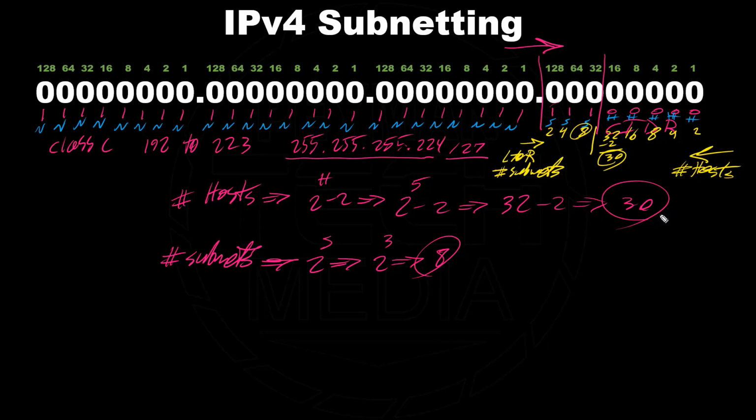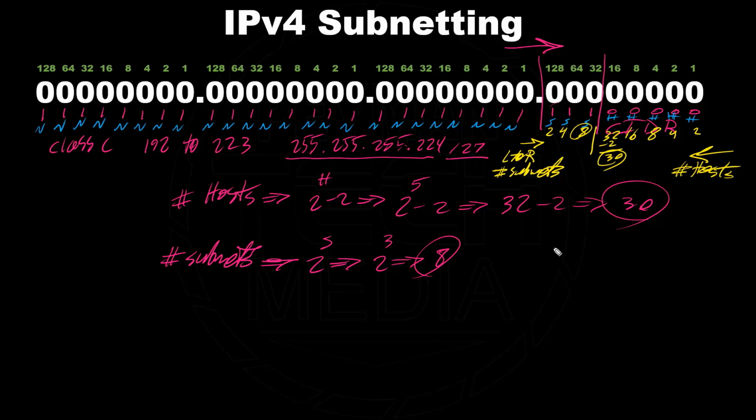This was an example of class C IPv4 subnetting, the differences between network bits, subnet bits, and host bits, which again, anytime we borrow from the host bits, are considered subnet bits. In this example, /27, we borrowed 3 bits.